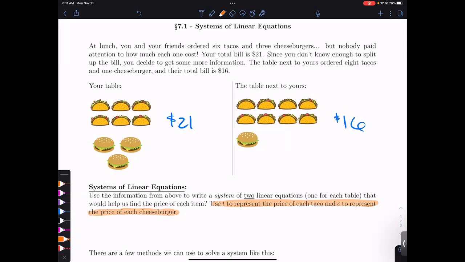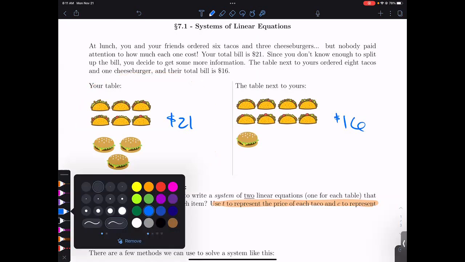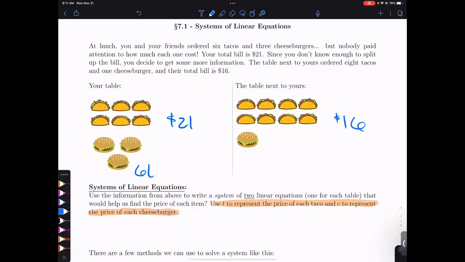Okay, so if T is the price for taco and C is the price for cheeseburger, how would you write an equation that represents this information right here? How can we represent all of this if T is the price per taco and C is the price per cheeseburger? 6T plus 3C equals 21.